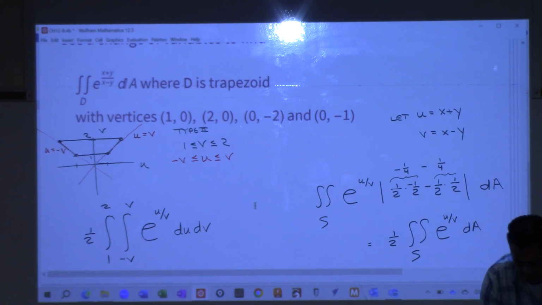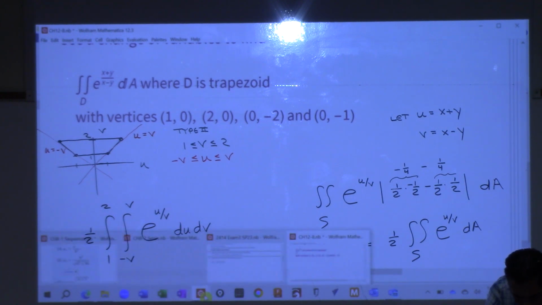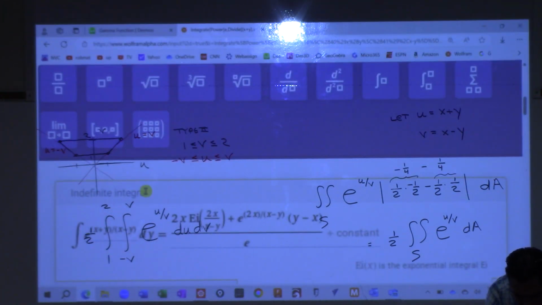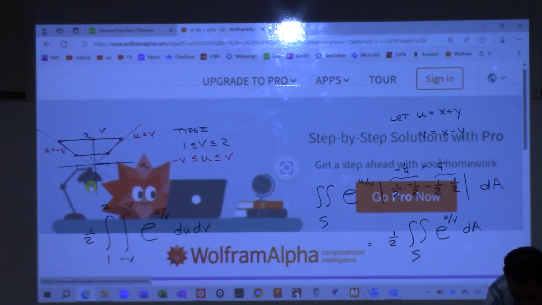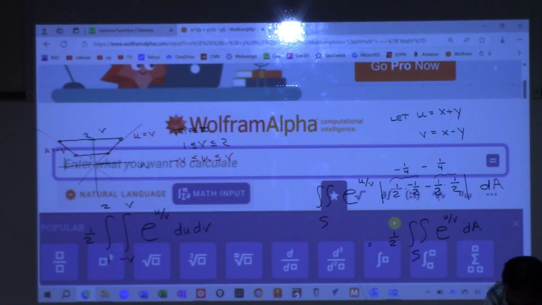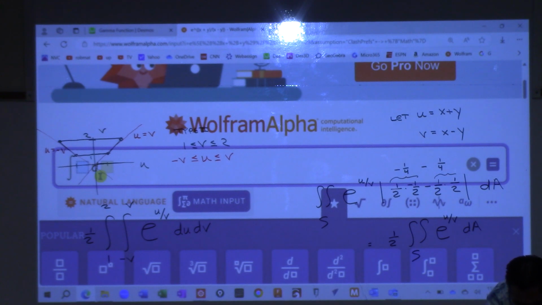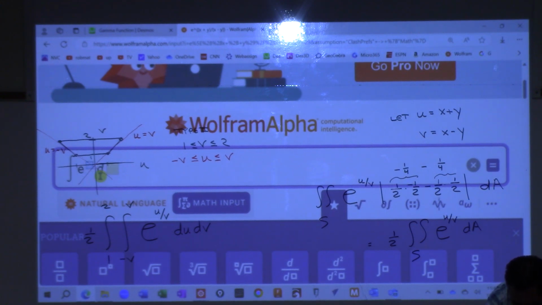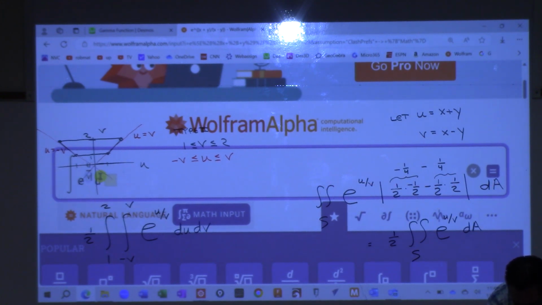I'm going to have the computer do it just to show we can do it. It's going to have no problem with it now. So if I change this to e to the u over v, I wonder how it does. Oh, it doesn't even have the integral. Hold on. Clear that. Integral e to the u over v with respect to u.